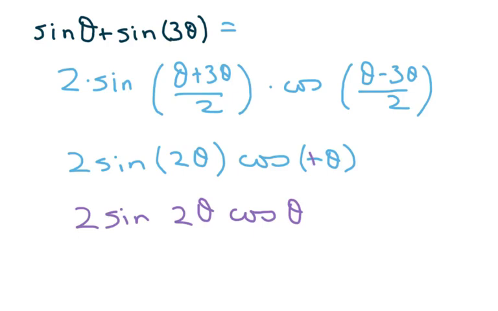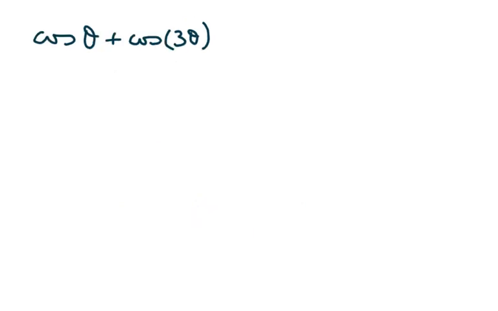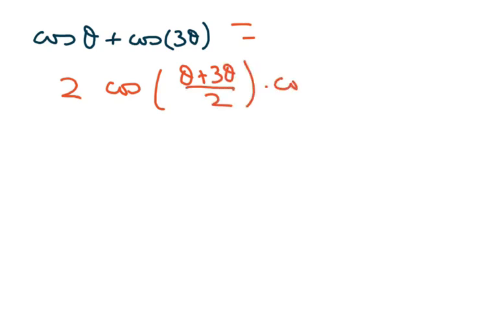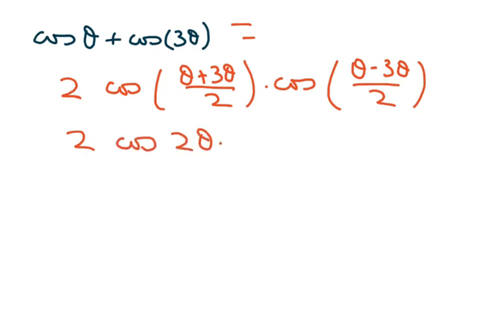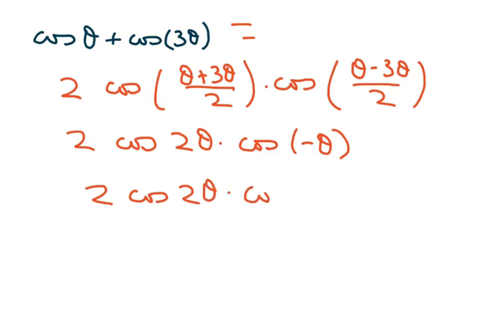Okay, the next one is cosine of theta plus cosine of 3 theta. So we get 2 times cosine of theta plus 3 theta over 2 times cosine of theta minus 3 theta over 2. I'm going to simplify that, and I get 2 times cosine of 2 theta times cosine of negative theta. And as usual, I'm going to use my even identity for cosine, and I get my final answer.